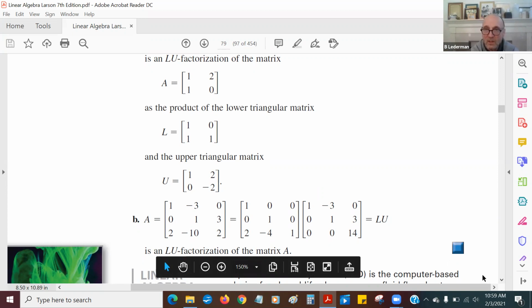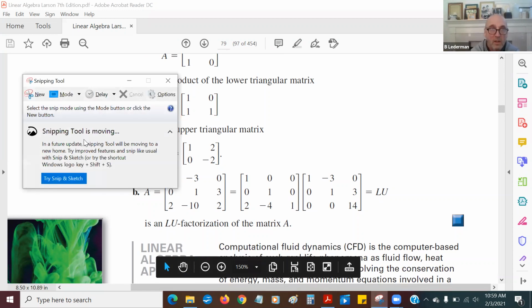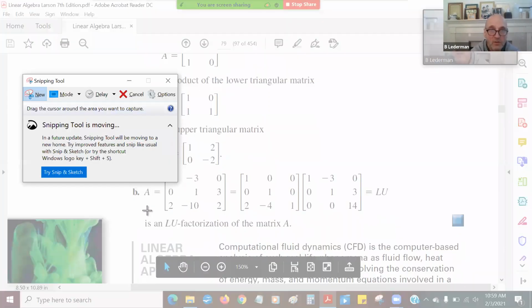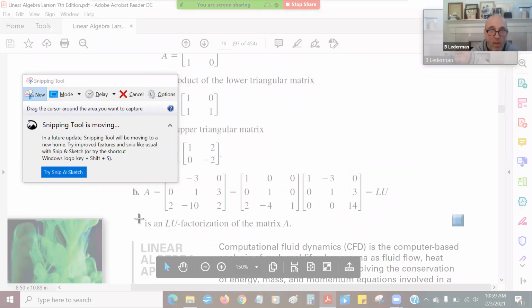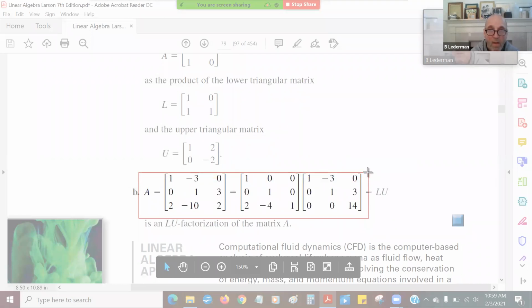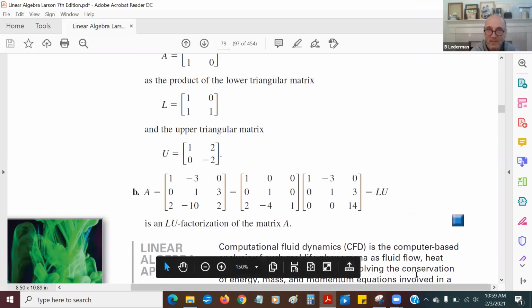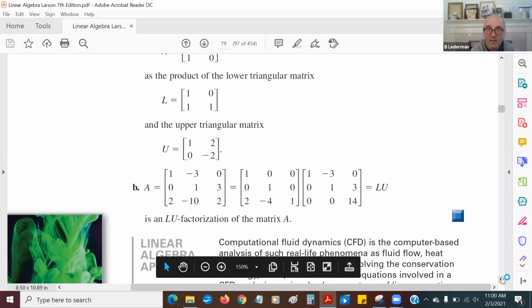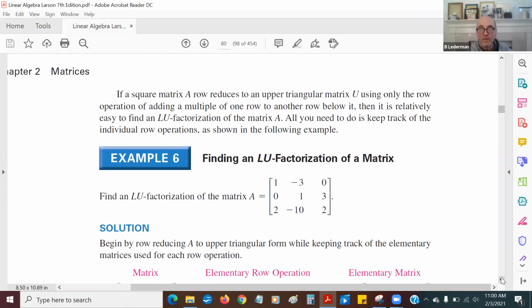In fact, let's remember this matrix right here. I'm even going to take a little snippet of it. This is called a Snippet Tool, and it snips things. I'm just going to hold on to that. So we may or may not refer back to this. These are all things where they use LU factorization for real life phenomena of fluid dynamics and such.